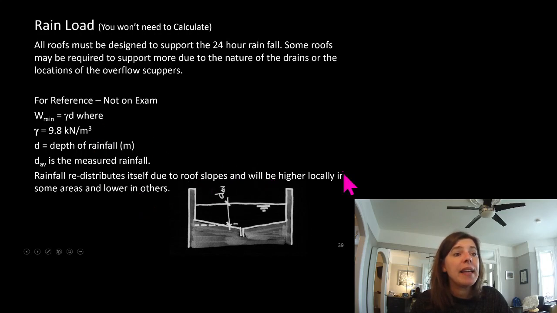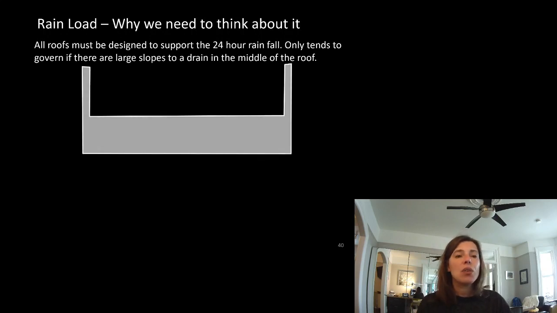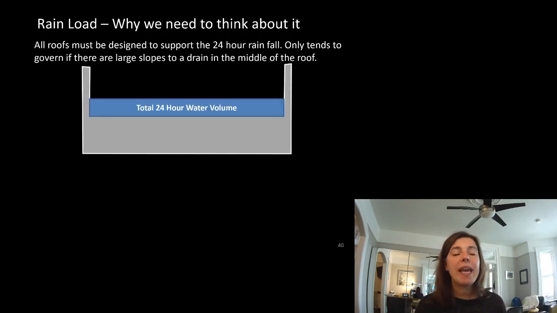Okay, so here is why we need to think about rainfall. All roofs must be designed for the 24-hour rainfall. It only tends to govern if there are large slopes to a drain in the middle of the roof. When I say not govern, I'm talking about here, because our snow tends to govern. So here's a roof. We get this volume of rain. That's the total 24-hour volume of rain. It was based on 97 millimeters, and we have that area that it's falling on.